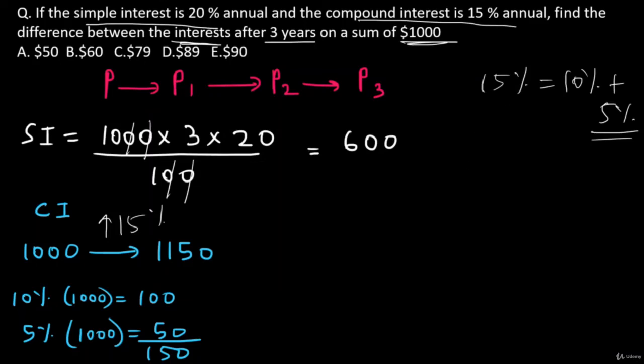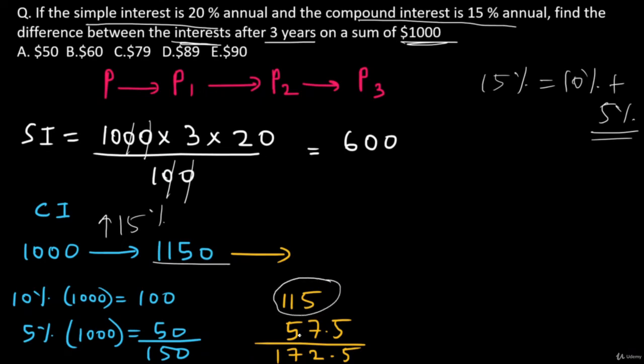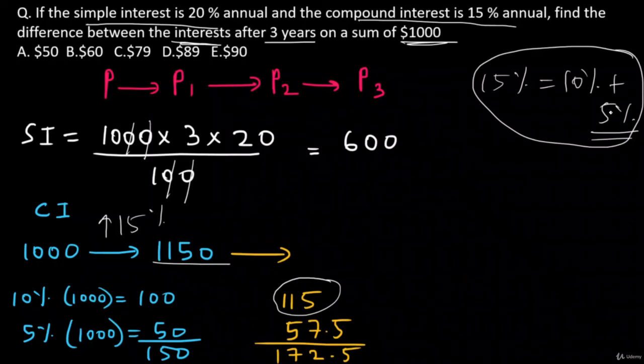Now after one more year, again we have to find 10% and 5% of 1150. 10% of 1150 is 115 and 5% of 1150 is half of 115, which is 57.5. Now 15% is the sum of these two. Based on the same logic, 15% is 10% plus 5%. So this is just a quick way of calculation. So 15% of 1150 is 172.5. So you have to add this to 1150 and the amount becomes 1322.5. That's at the end of 2 years.